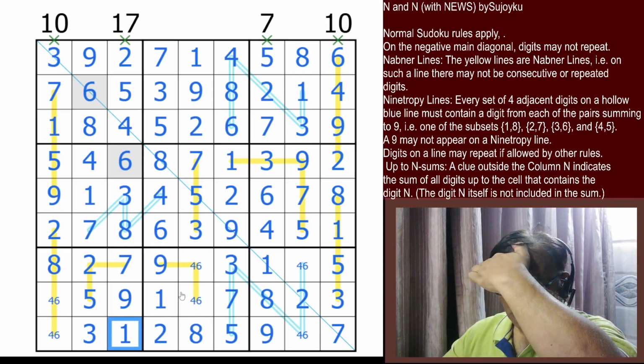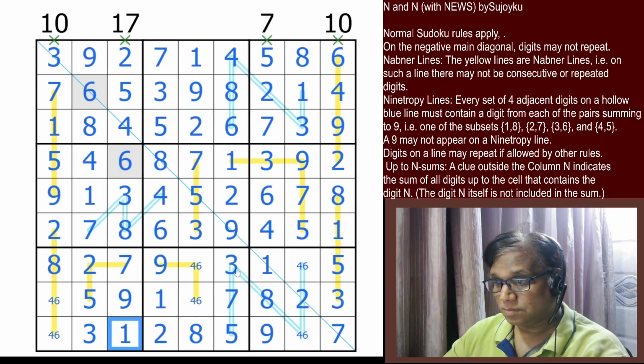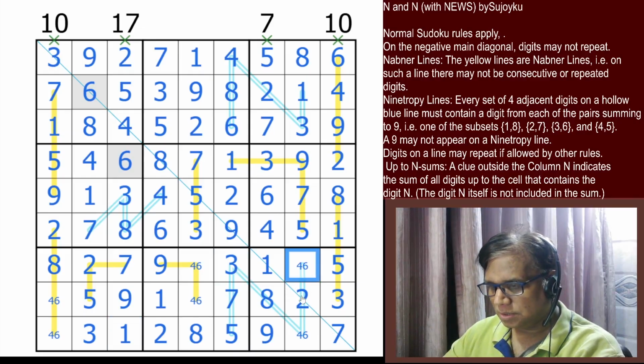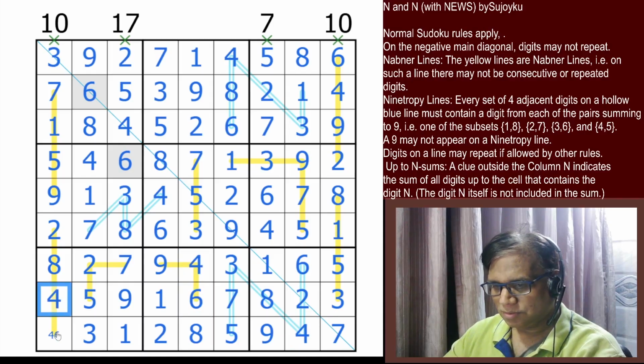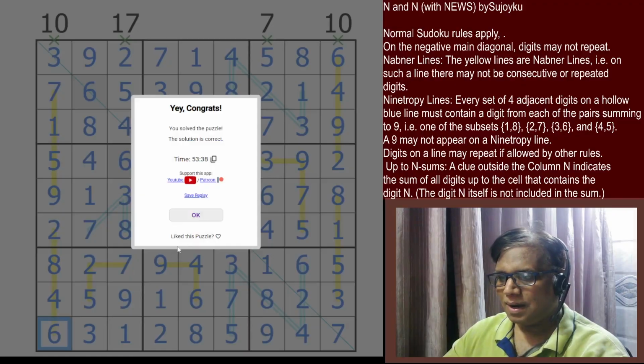4, 6, 4, 6 remaining. 4, 6, 4, 6 remaining. But we know that that 3 means this has to be 6. That 5 means this has to be 4. That 6 gives 4 there. That gives 6 there. That gives 4 there. That gives 6 there. And I think you're done.